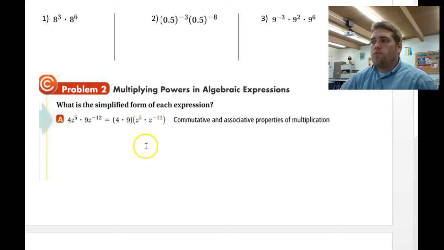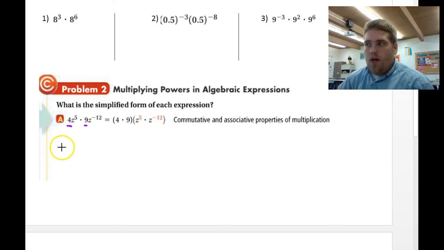Okay? So on problem 2, this gives us a very similar idea. So let me change my color here. I have 4z to the 5th times 9z to the negative 12, okay? And this kind of shows us what we want to do. So remember, 4 has nothing to do with z to the 5th, okay? It's just in front of it. And 9 has nothing to do with z to the negative 12. So I want to multiply those, okay? So I kind of pull those out. Those are special. So 4 times 9, okay? So 4 times 9, 9, 18, 27, 36. So we get 36 for that.